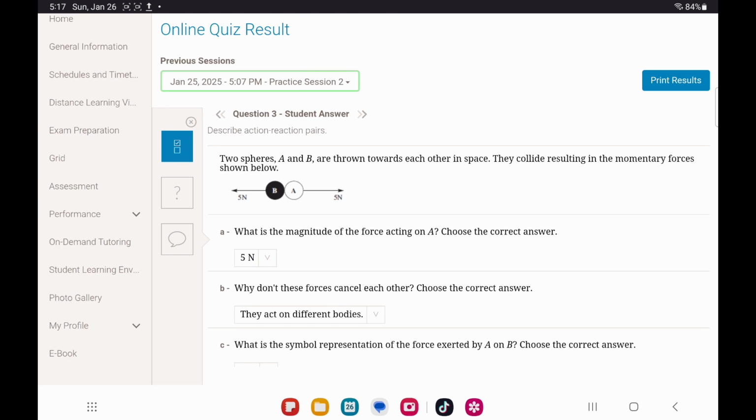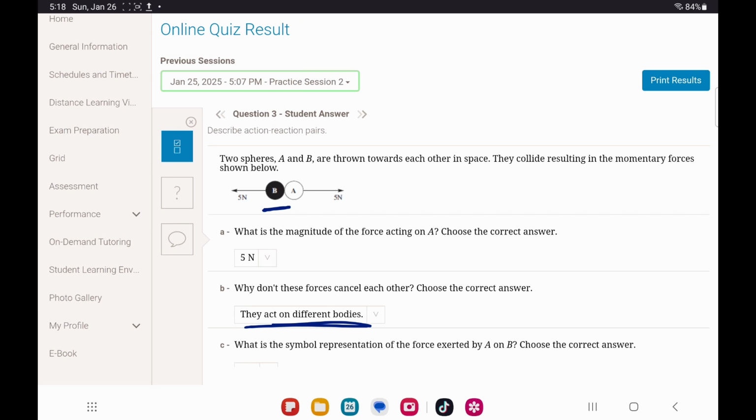Because there's two different bodies. We know that Newton's third law, Newton's laws like this, they act on the same body. That's why they cancel each other if they have the same magnitude. So here they don't cancel each other because they act on different bodies and not the same.